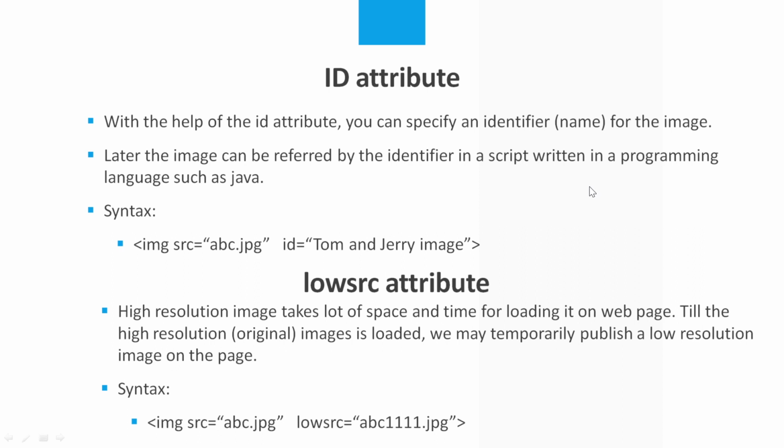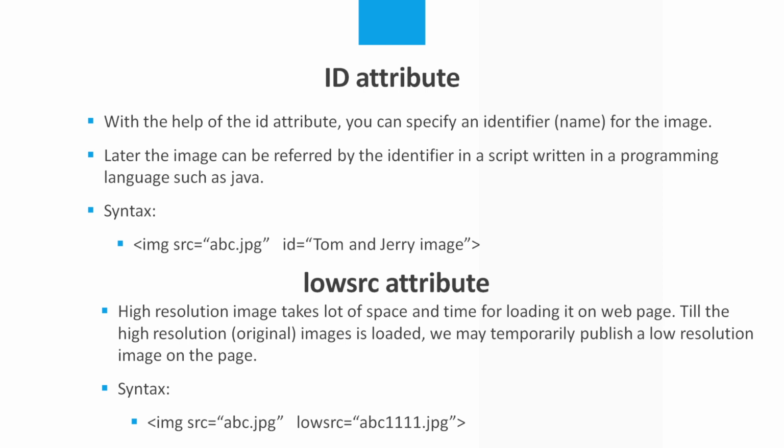Now we will see the lowsrc attribute. When high resolution images are used in a web page, it takes a long time to load the image, maybe because of slow connection speed. So the lowsrc attribute with the help of the IMG tag can be used to show a low resolution image instead of empty space on the screen. So the user will get some hint or indication that the actual image is still loading and will be displayed soon.